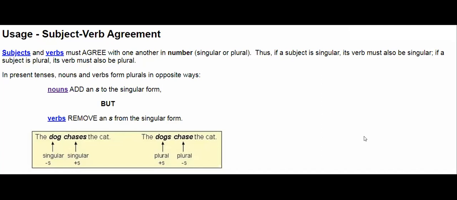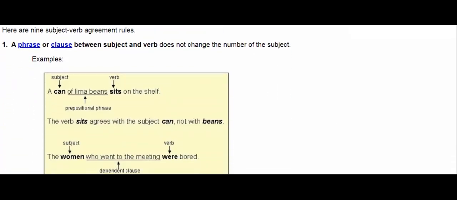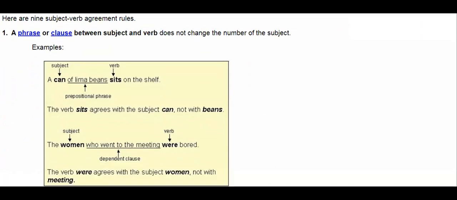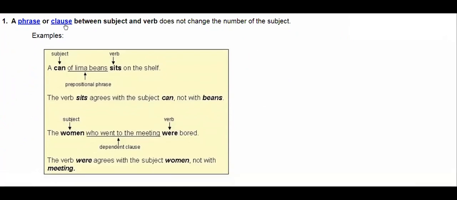Yes, ma'am. Good. Now, there are 9 subject verb agreement rules. We will go with them one by one. The first one is that a phrase or clause between subject and verb does not change the number of the subject. Since there are 9, we will see how many we can cover today. I'll try my very best to cover all 9 of them. So, a phrase or clause between the subject and verb does not change the number of the subject.